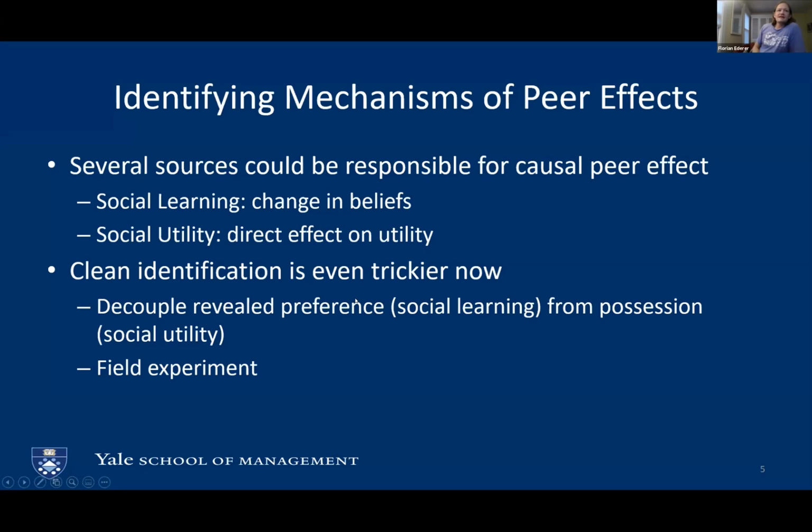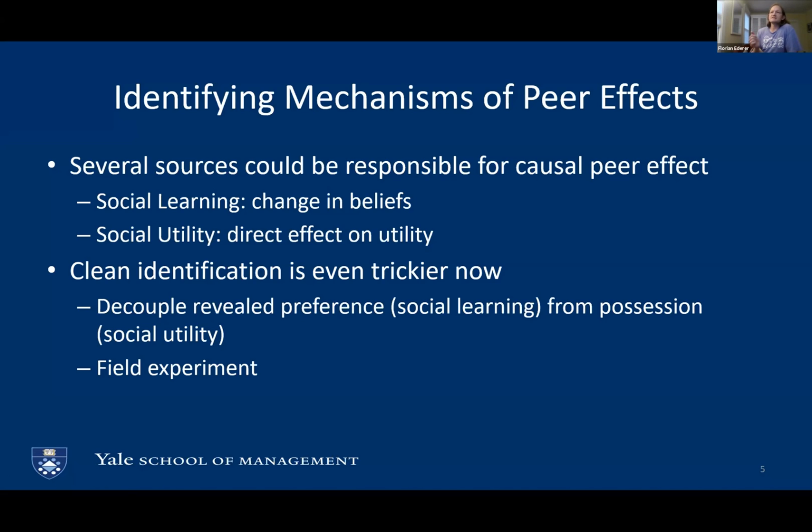Okay, so now the identification is even trickier, because you've got to do something to separate those two things. You've got to separate the social learning from the social utility. And I think the key insight that we had for this paper, and that I am pretty proud of that we figured out as a team of four, was that you just have to decouple the revealed preference from the possession.